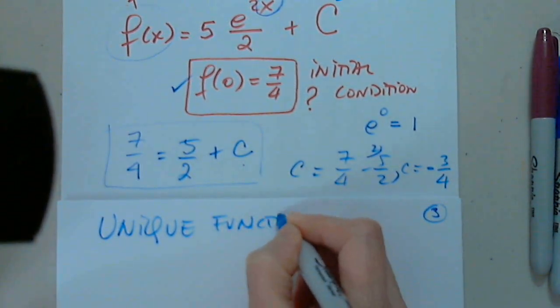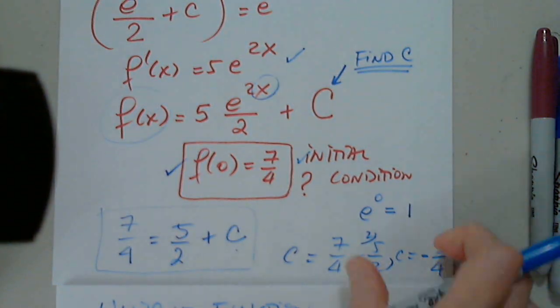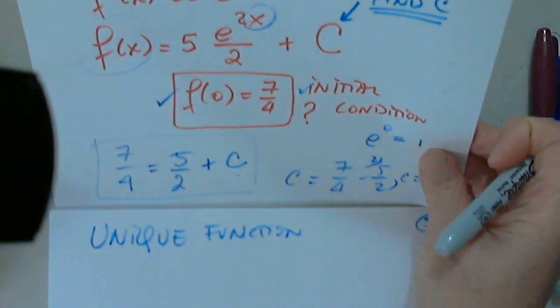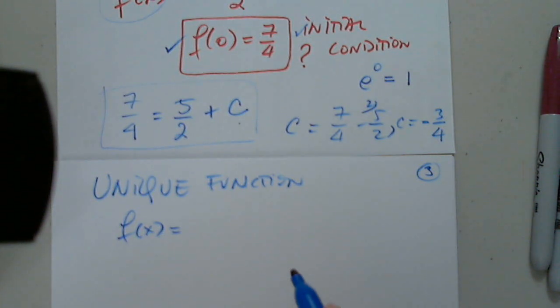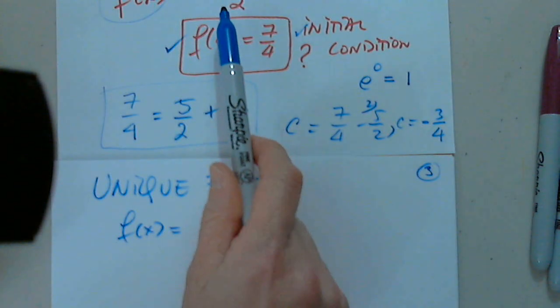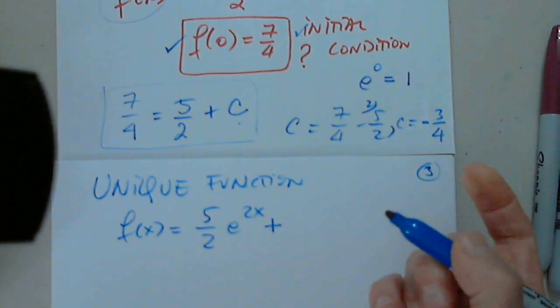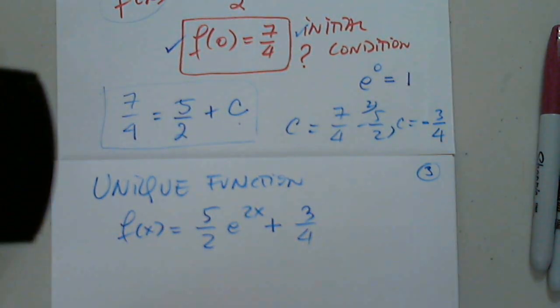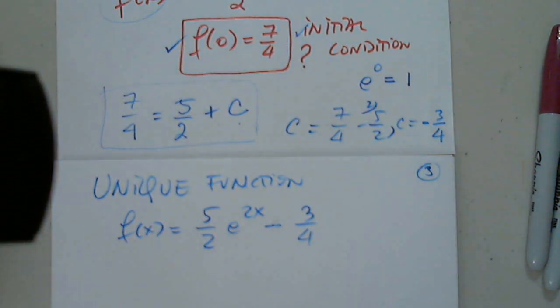So now, after this arithmetic calculation, we have a unique function this time. Unique function that fulfills this condition and has this derivative. And the unique function is, can anyone give us the unique function so we can write it? We have 5/2 e to 2x plus, I should write minus, 3/4. I'm going to erase that because it's negative. There is no need for me to put plus and then minus. So we just write directly negative. Good pick.